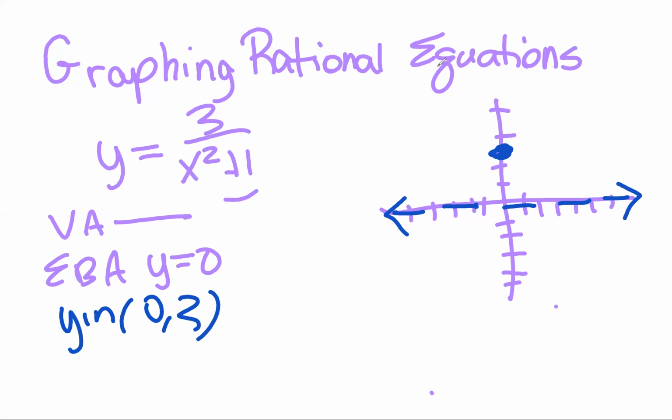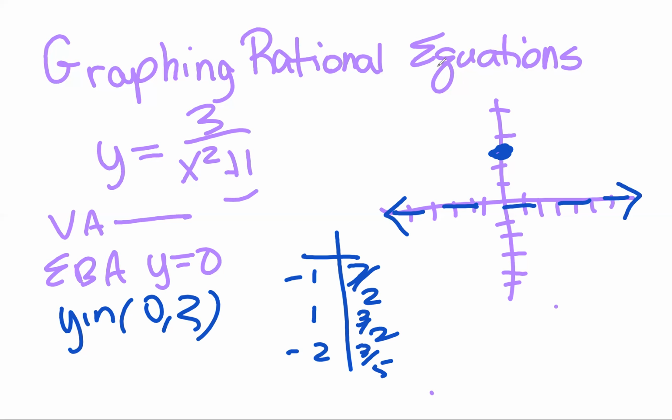And if I want to know what's happening with this problem, I might have to do a t-chart on this one. So if I'm looking at this and I have x is equal to -1, I get 3 over 2. If I have +1, that is also going to give me 3 over 2. If I have -2, that's going to give me 3 over 5. And if I have +2, it also gives me 3 over 5.